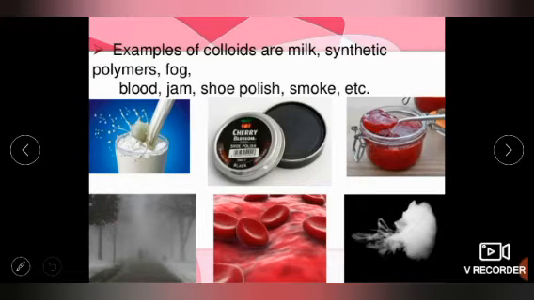There are some examples of colloids: milk, synthetic polymers like cherry blossom polish, jam, jelly, fog, blood, or smoke.